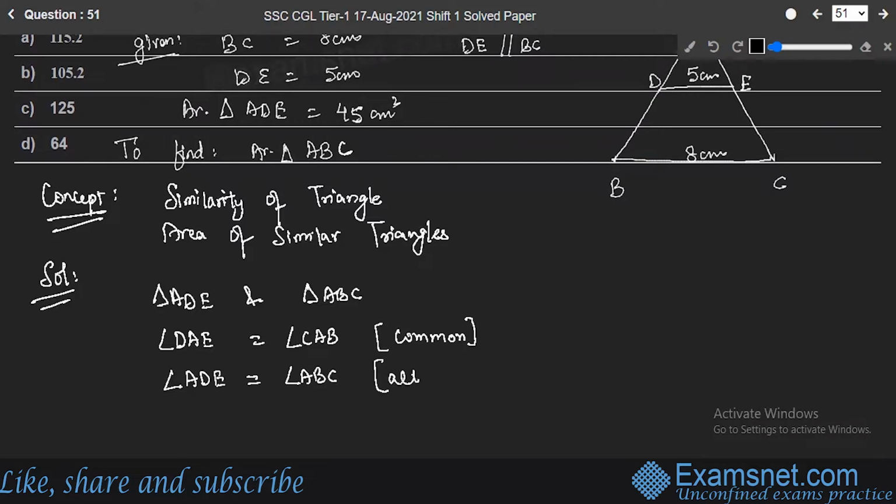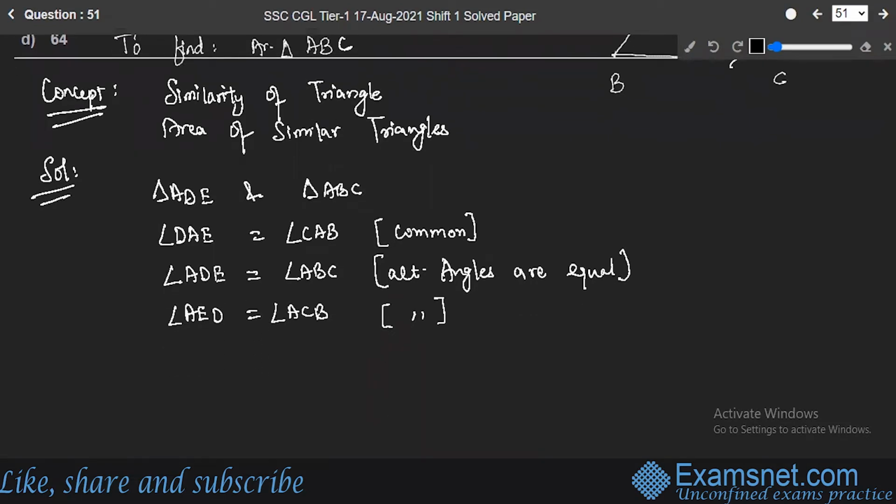Why? They are corresponding angles because the lines are given parallel. Equal angles as the lines are given parallel. BC and DE are given to be parallel in the statement itself. Also, angle AED is equal to angle ACB. The reason is the same. Now the two triangles are similar. Therefore, triangle ADE is similar to triangle ABC by angle, angle, angle similarity criteria.